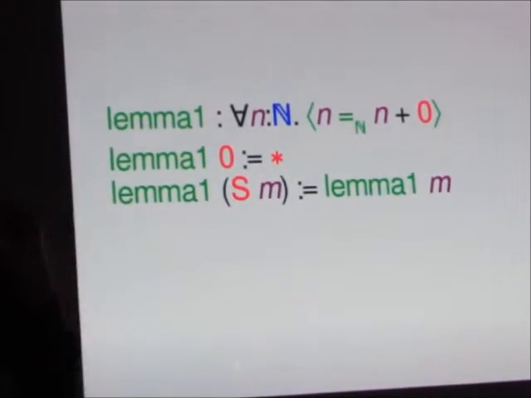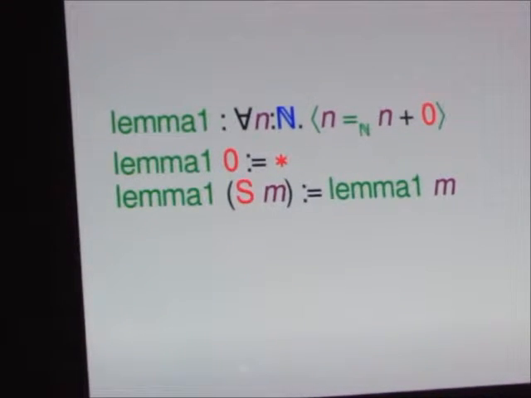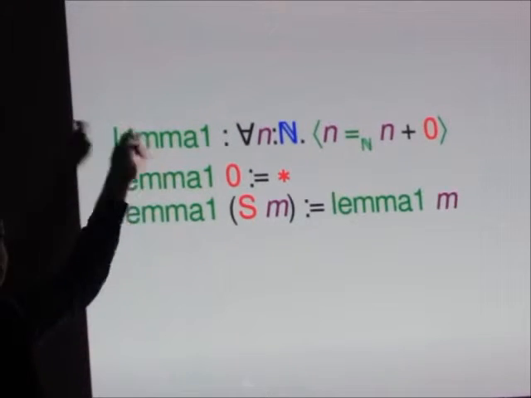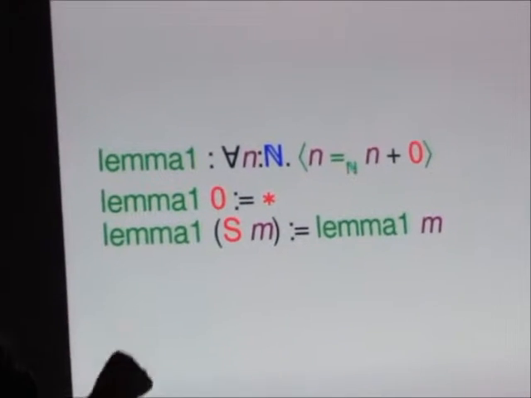This is the heart of what makes dependent type theory different from regular type theory. So when you do case analysis, your branches can have different types.